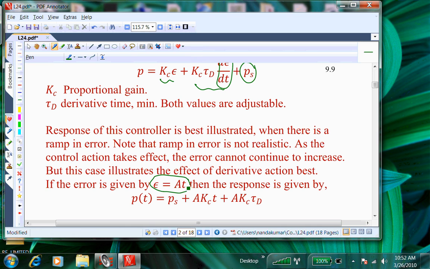So if the error is increasing linearly, A times t, then you take that and plug it into here, and you're going to get PS, which is the steady state part, plus the proportional part, which is A times Kc times t. What I've done is I've substituted for epsilon here, A times t. So I get Kc is already there, so I get A Kc t. Then I do the same thing for the derivative part. When you take the derivative of d epsilon dt, I simply get A, and then I already have Kc times tau d. Okay? So this is how the response of the controller will be for a PD controller, and we can sketch that.